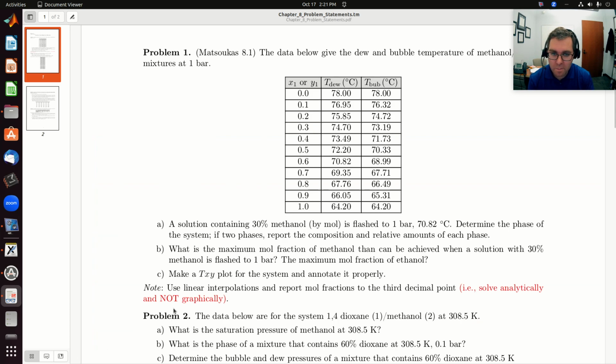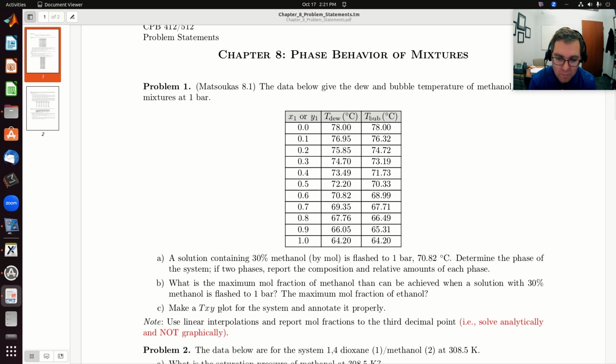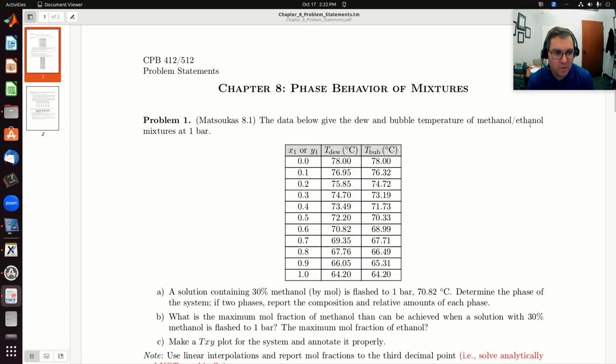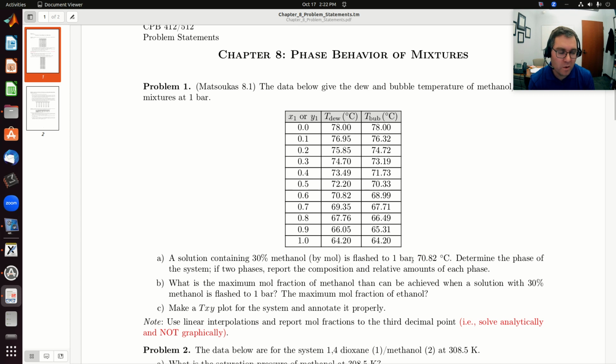Now in B, it says, what is the maximum mole fraction of methanol that could be achieved when a solution with 30% methanol is flashed to 1 bar? Methanol is my most volatile component. Component 1 is methanol, component 2 is ethanol. I have a system here and I don't expect it to exhibit an azeotrope, though we'll see when we plot it. If I have a normal system, I expect to concentrate the most volatile component in the vapor phase.